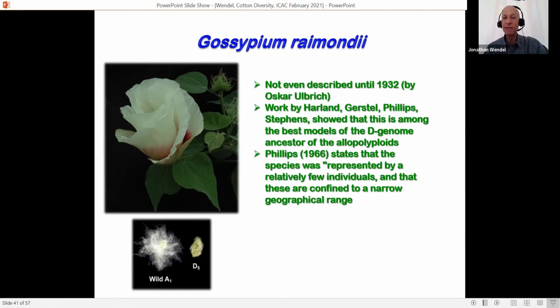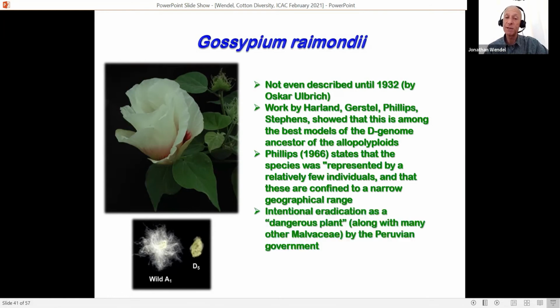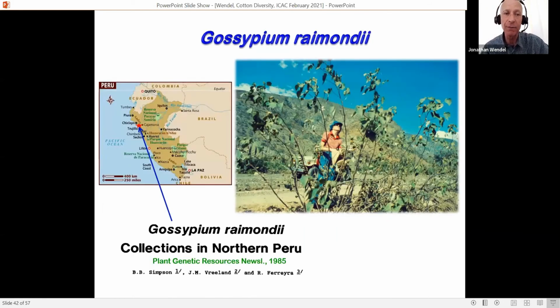Phillips states that the species was represented by relatively few individuals, and these are confined to a narrow geographic range. This is the main story. This is the rule rather than the exception for wild species of cotton. And then, sadly, there was a lot of effort by the Peruvian government, with aid from American chemical companies, to eradicate it because there was some concern it could serve as an alternate host for the boll weevil. And so during the 50s and 60s, it was almost made extinct. It has not been collected in 35 years.